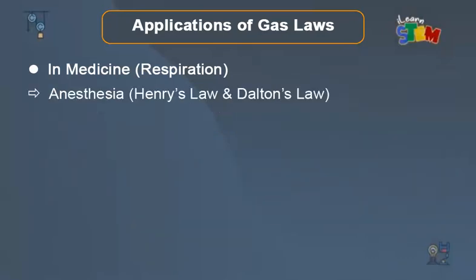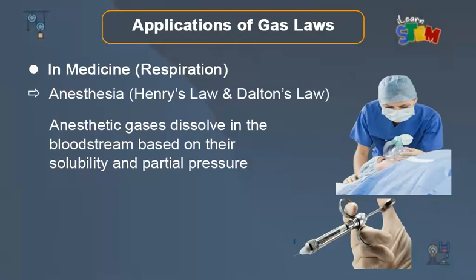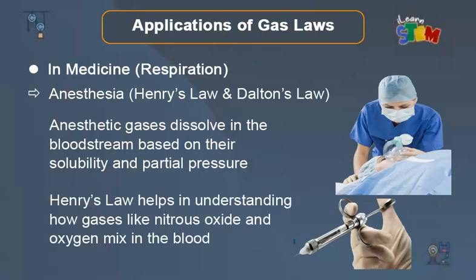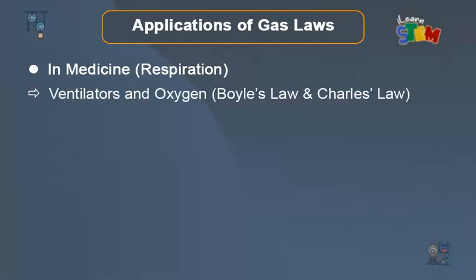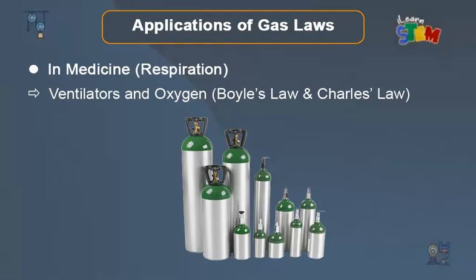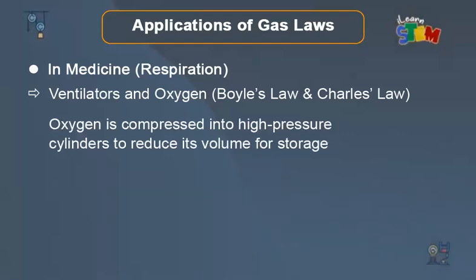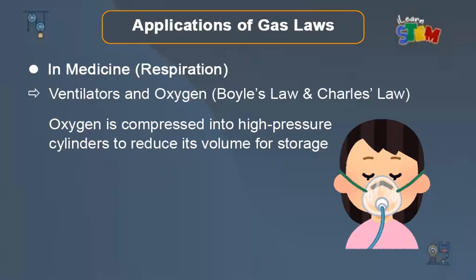Anesthesia. Anesthetic gases dissolve in the bloodstream based on their solubility and partial pressure. Henry's law helps in understanding how gases like nitrous oxide and oxygen mix in the blood. Ventilators and oxygen. Gas laws explain why oxygen is stored in containers and supplied to patients. Oxygen is compressed into high-pressure cylinders to reduce its volume for storage. When released, the gas expands, making it easier to supply to patients.